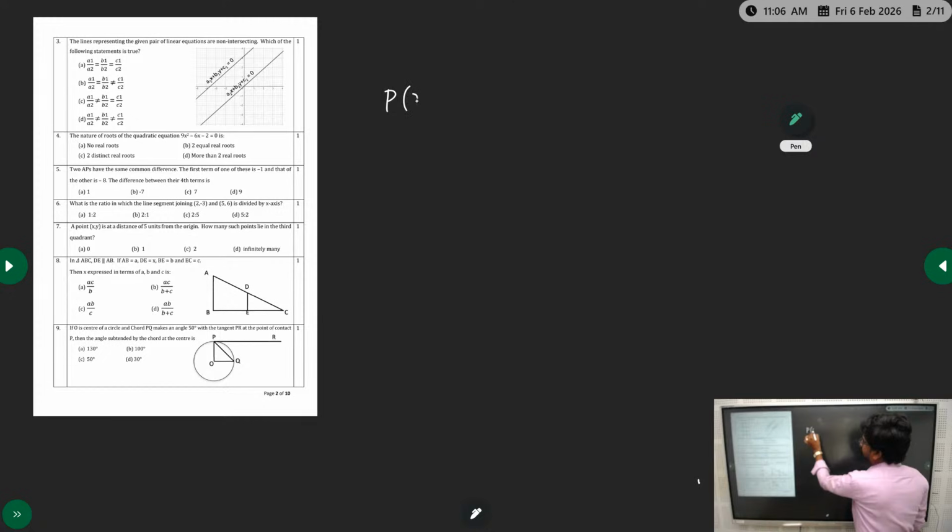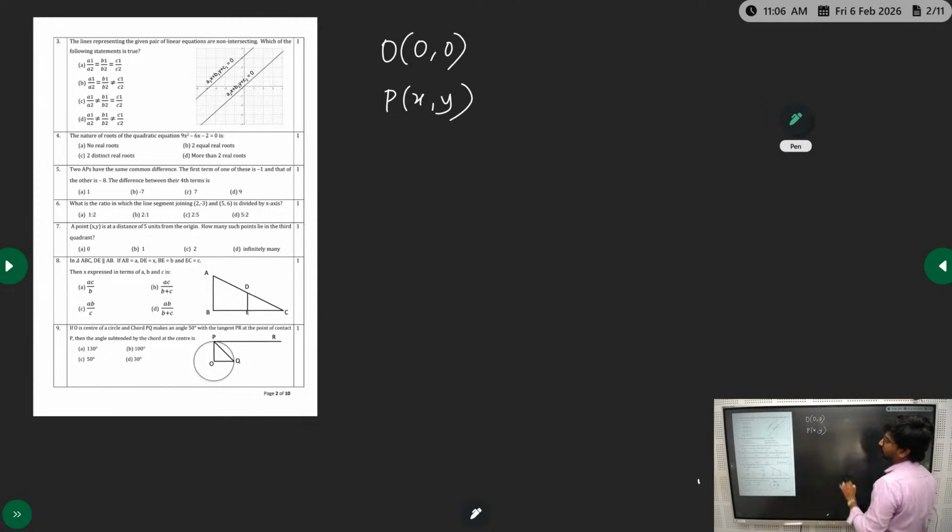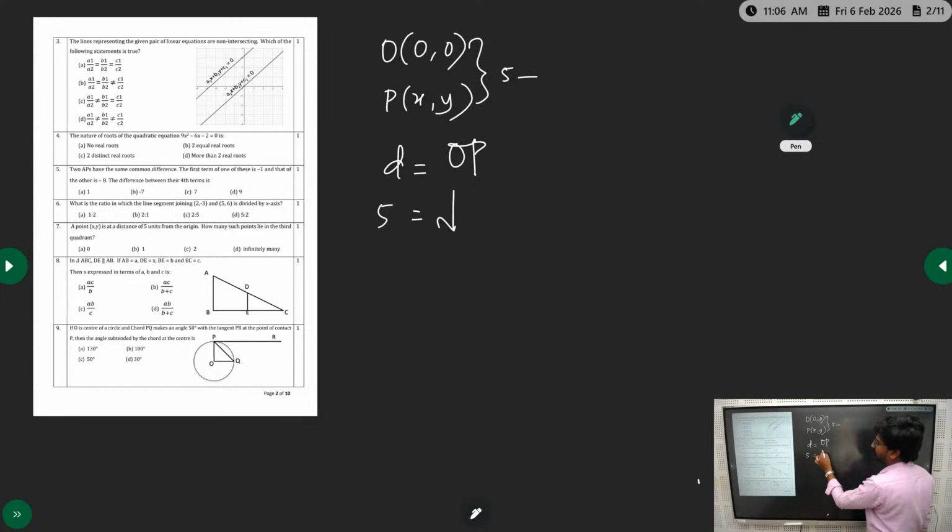P is (x, y). Another point, the origin, is (0, 0). The distance between these two is 5 units. Then 100% you'll apply the distance formula. D is equal to OP. Distance is 5. OP is under root x square plus y square.